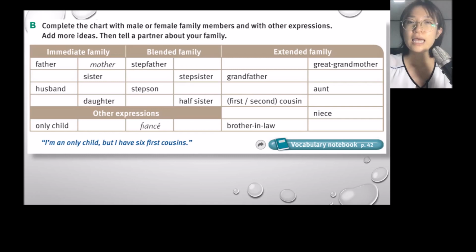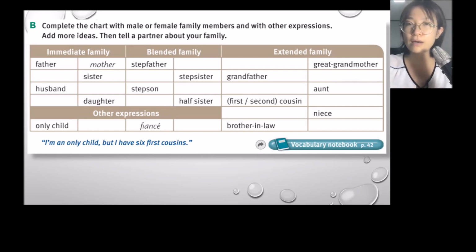And you can tell your partner or your friend, or you can tell yourself, whom do you have in your own family? And now, before we start, please pay attention. We have 3 kinds of family.